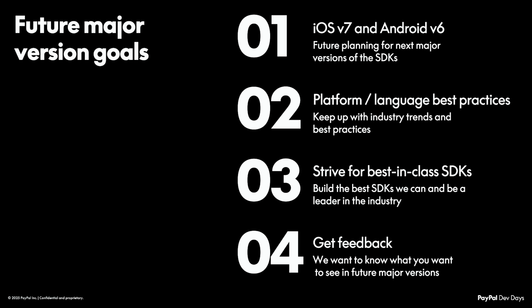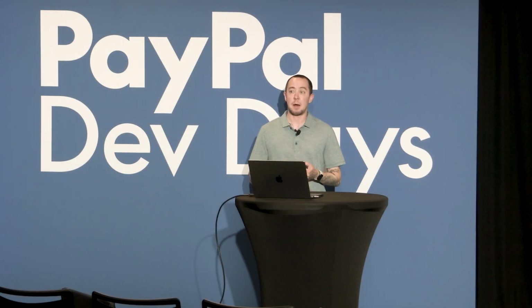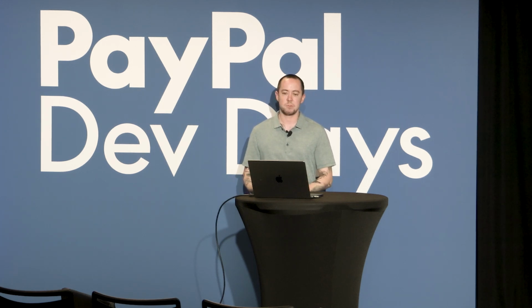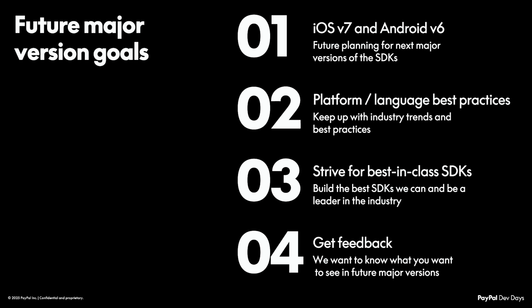Our goal is to always use the platform and language best practices. Again, using modern languages was a huge reason that we were able to focus on this. Number 2, we want to keep up with industry trends. Apple moves very fast. Anybody that has an iPhone knows that. They're always updating things. Same with Android. Google's releasing new versions all the time. Number 3, we want to strive for best-in-class SDKs. So we want to build a really nice SDK to use.